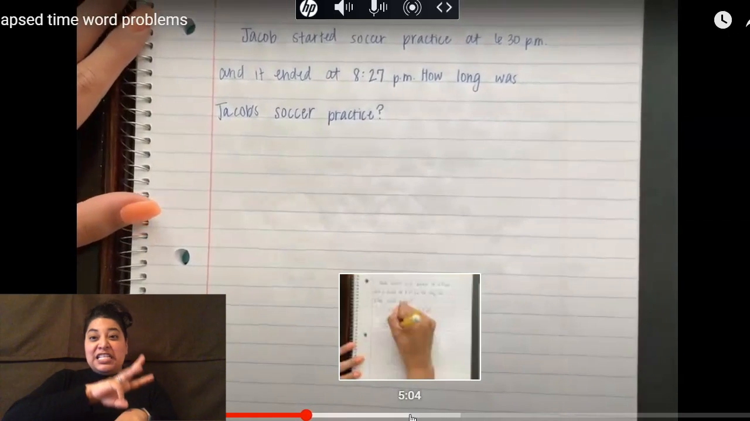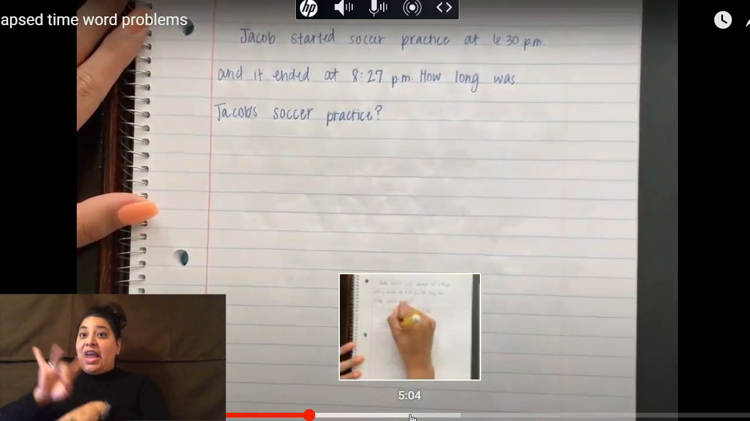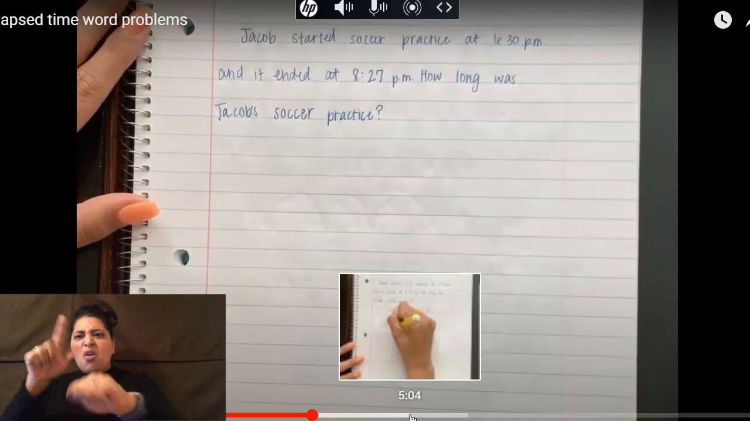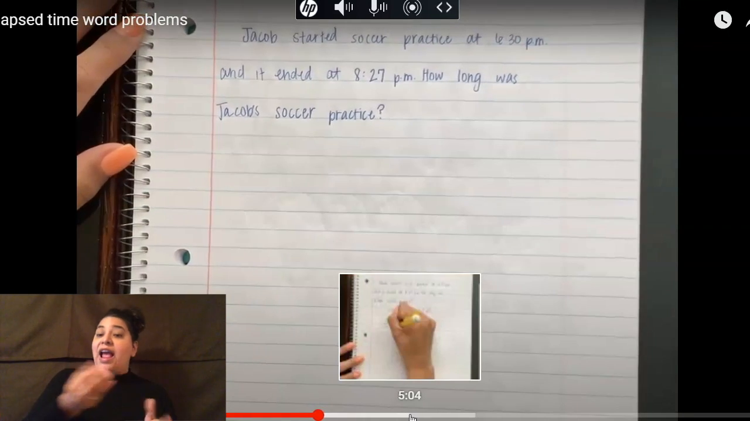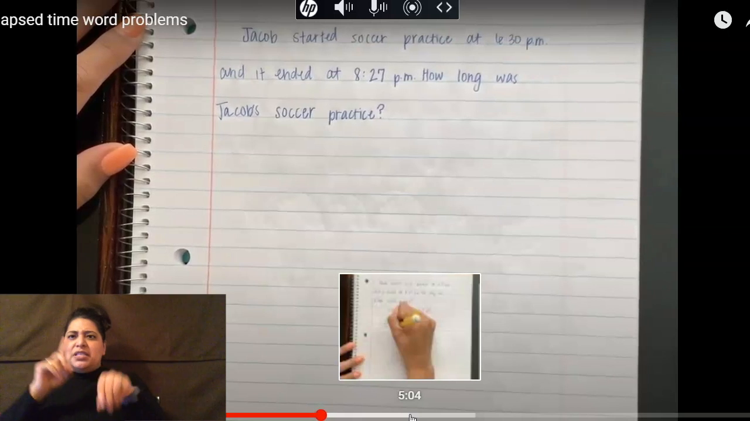Jacob started soccer practice at 6:30 p.m. and it ended at 8:27 p.m. How long was Jacob's soccer practice? Okay, we're working with the same type. We have our start and we have our end. We do not have the amount of time that has passed, okay?